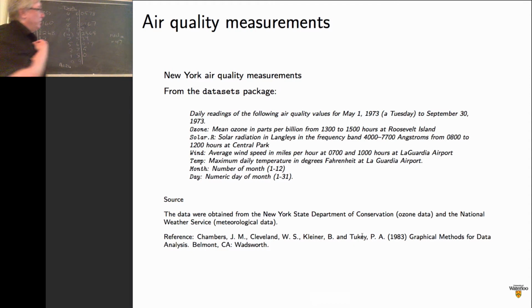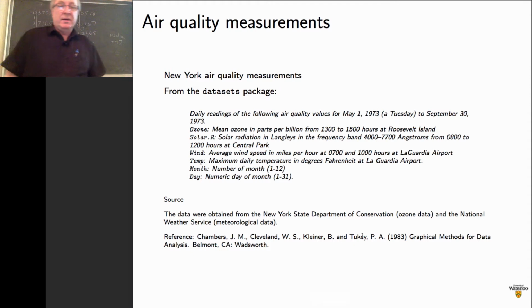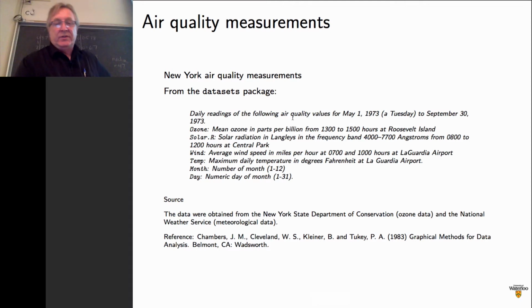Okay, so let's look at some data. So here's some data from the R package data set. And these are air quality measurements, a variety of variates that are being measured. So looking at daily readings of the air quality values for May 1st, 1973 to September 30th, 1973. So the ozone, mean ozone in parts per billion, solar radiation in Langleys, wind, average wind speed in miles per hour at 7 o'clock and 10 o'clock at LaGuardia Airport, temperature maximum daily in degrees Fahrenheit at LaGuardia, month and day, sorry. Okay, so the data are there.